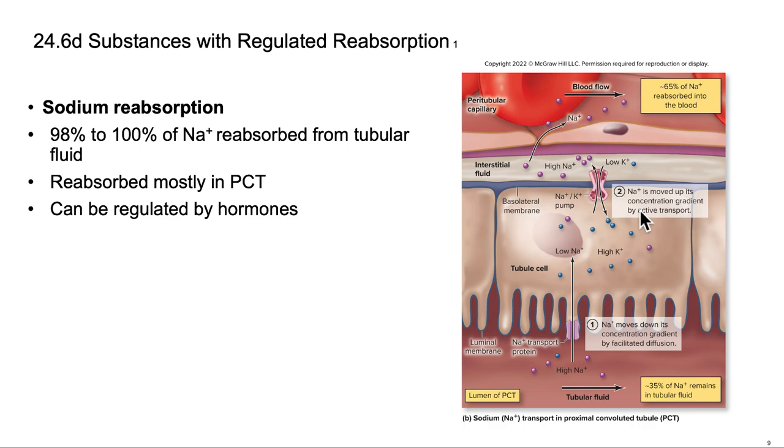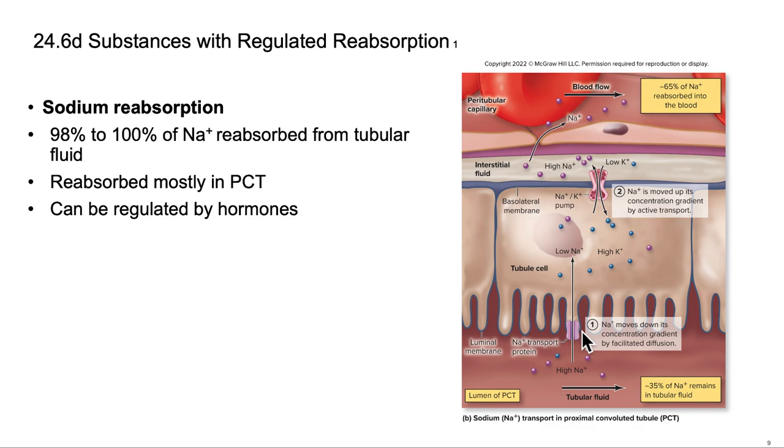We can also look at sodium reabsorption independent of other molecules, right? So previously we talked about the sodium glucose cotransporter, right? You can also just have sodium reabsorption, right? So again, most of this is occurring in the proximal convoluted tubule, right? So here you see in your tubular fluid you've got a high concentration, a lower concentration inside the cell. So we're moving from high to low, right?